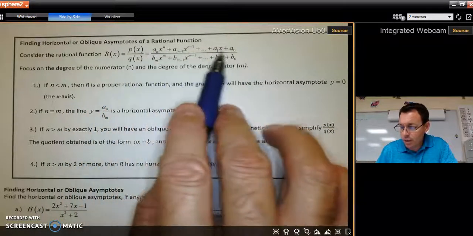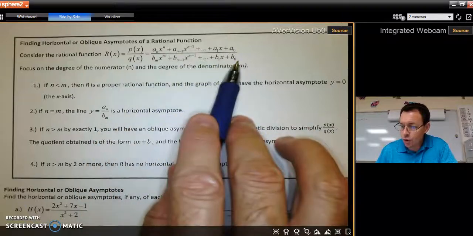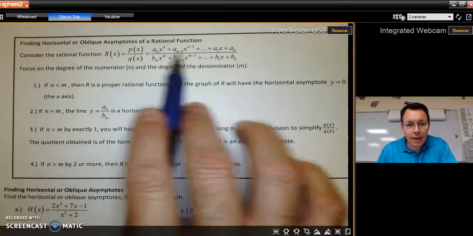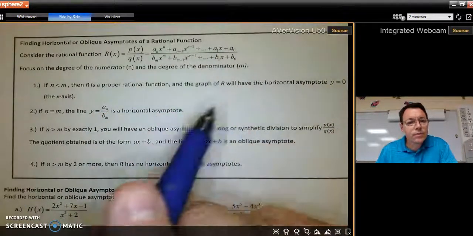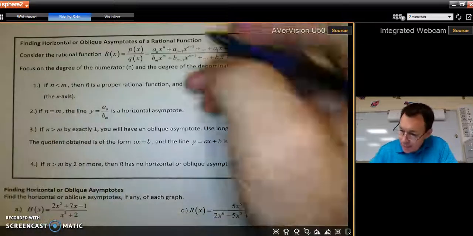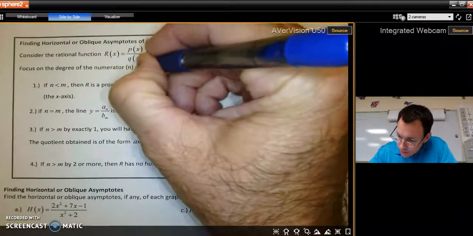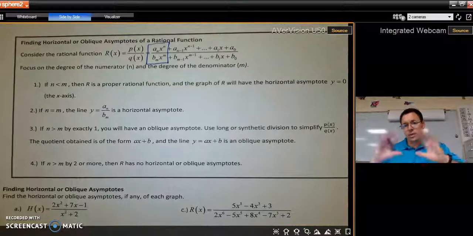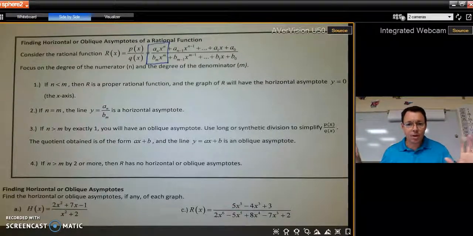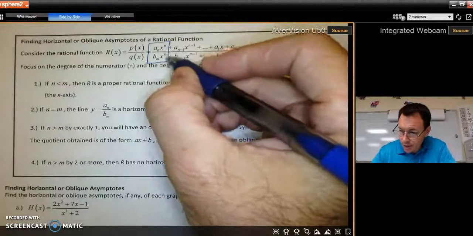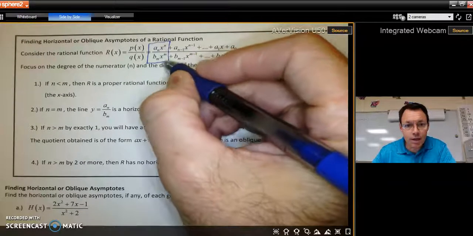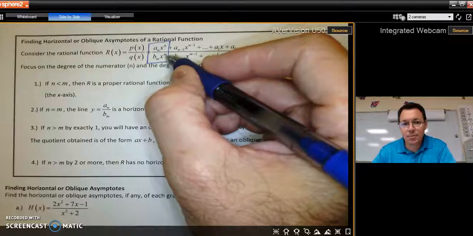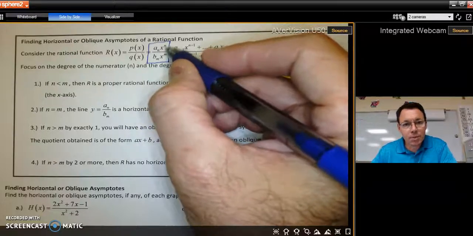You got some crazy polynomial on top, you got some crazy polynomial on bottom, but don't worry about how big or crazy this looks. For horizontal and oblique asymptotes, all we need to do is look at the very first term. No matter how big the top and the bottom are, we're just going to look at these exponents right here. So we've got x to the nth power and x to the mth power, and we're just going to compare those two.